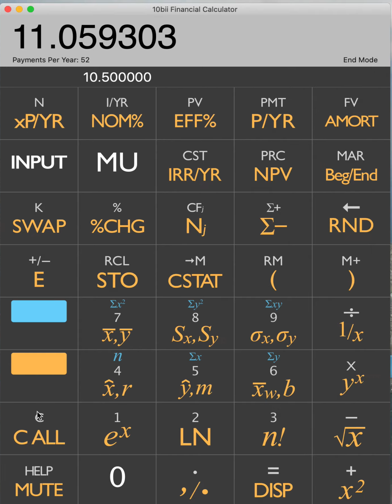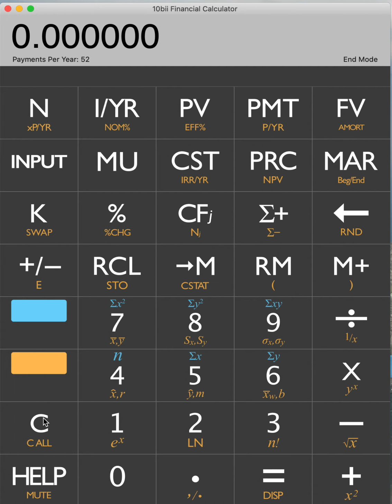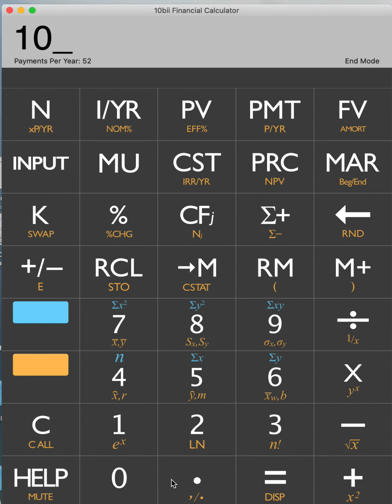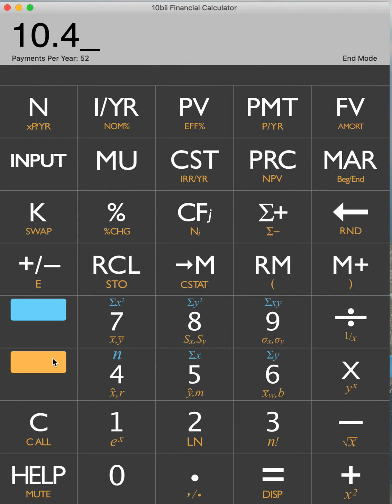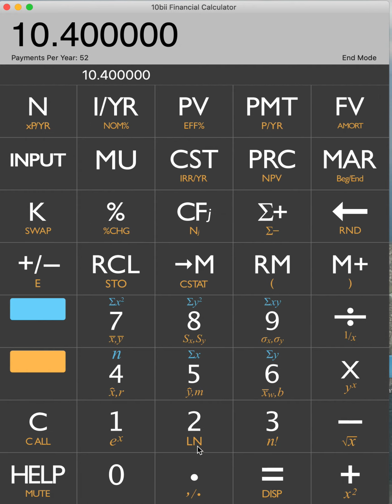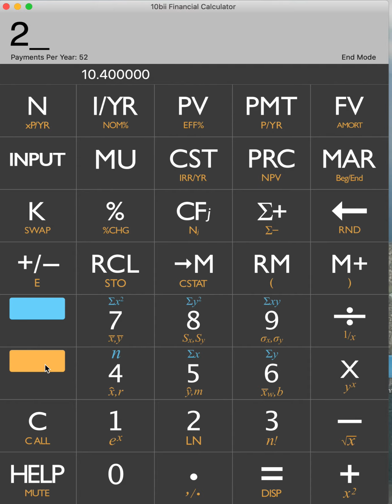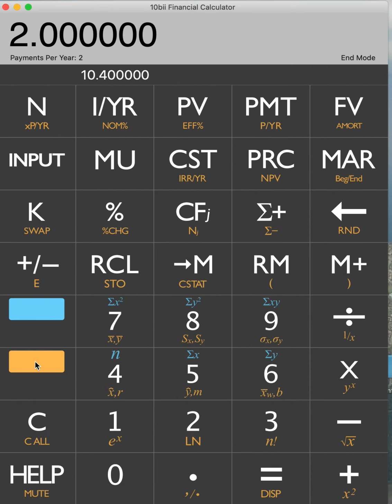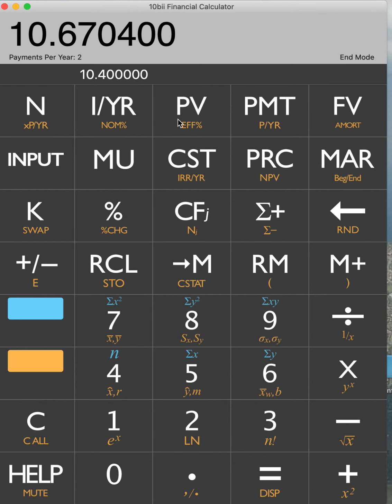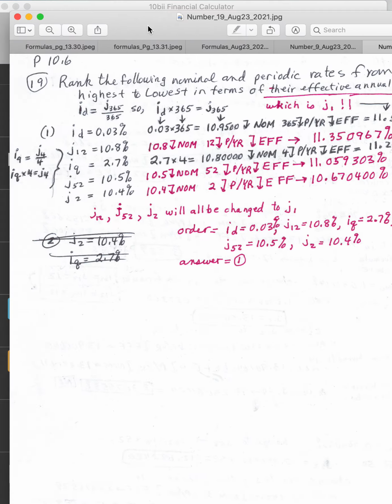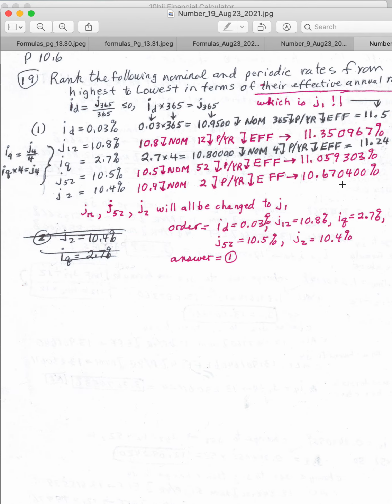So clear all. 10.4 is the nom. It's 2 payments per year. And find the effective rate, J1. And that gives me this number here, 10.670400.